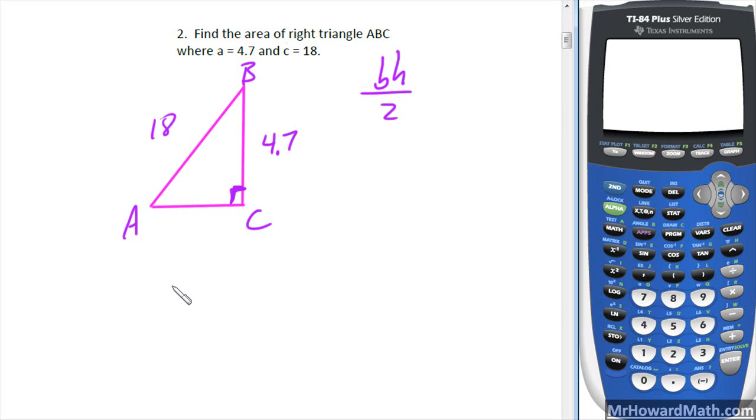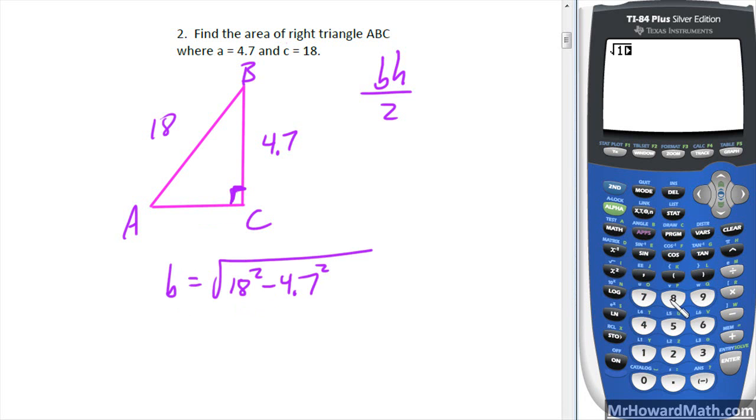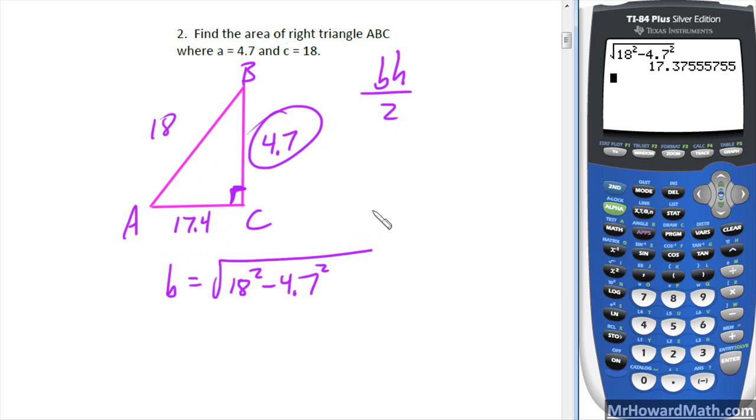So that would be our side length B is equal to the square root of 18 squared, the hypotenuse, minus 4.7 squared. So 18 squared minus 4.7 squared. Square root of all that is 17, we'll round to 17.4. So side B is 17.4. And now we just multiply these two sides together, divide them by 2. So I've already got 17.37 there in my calculator. So times 4.7 divided by 2.